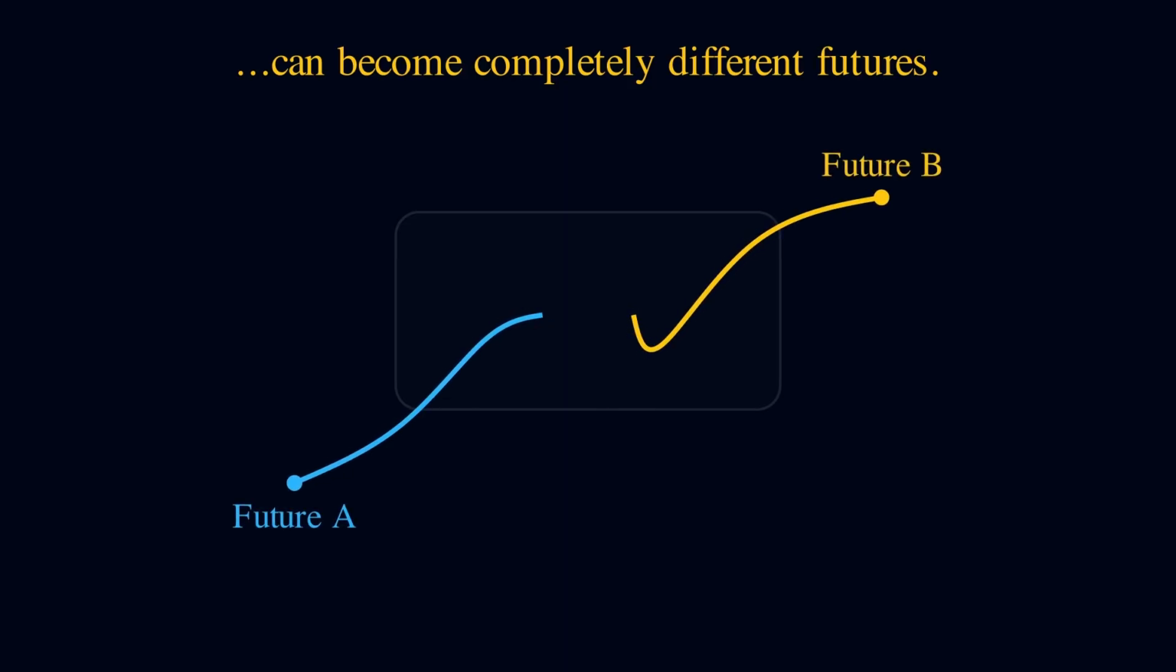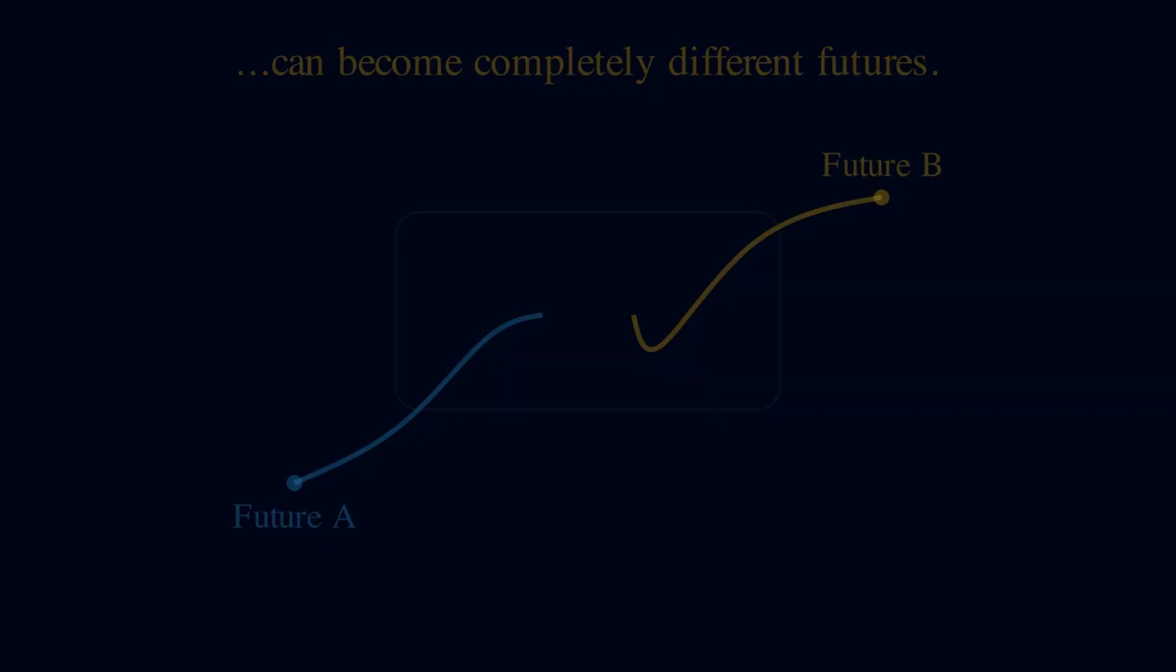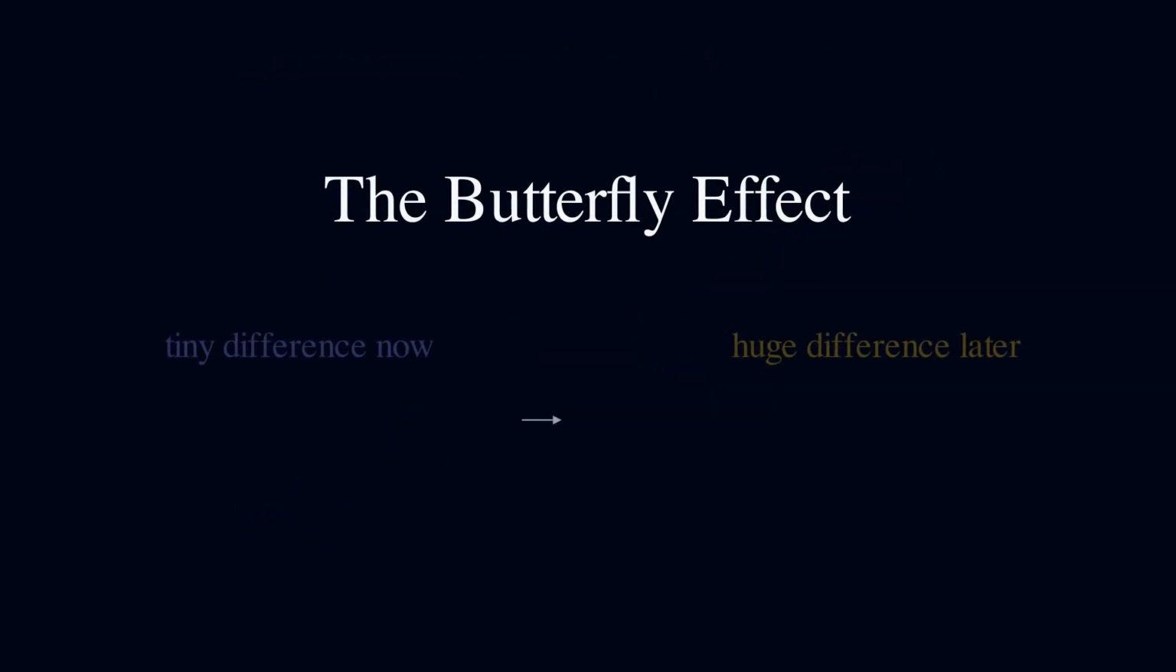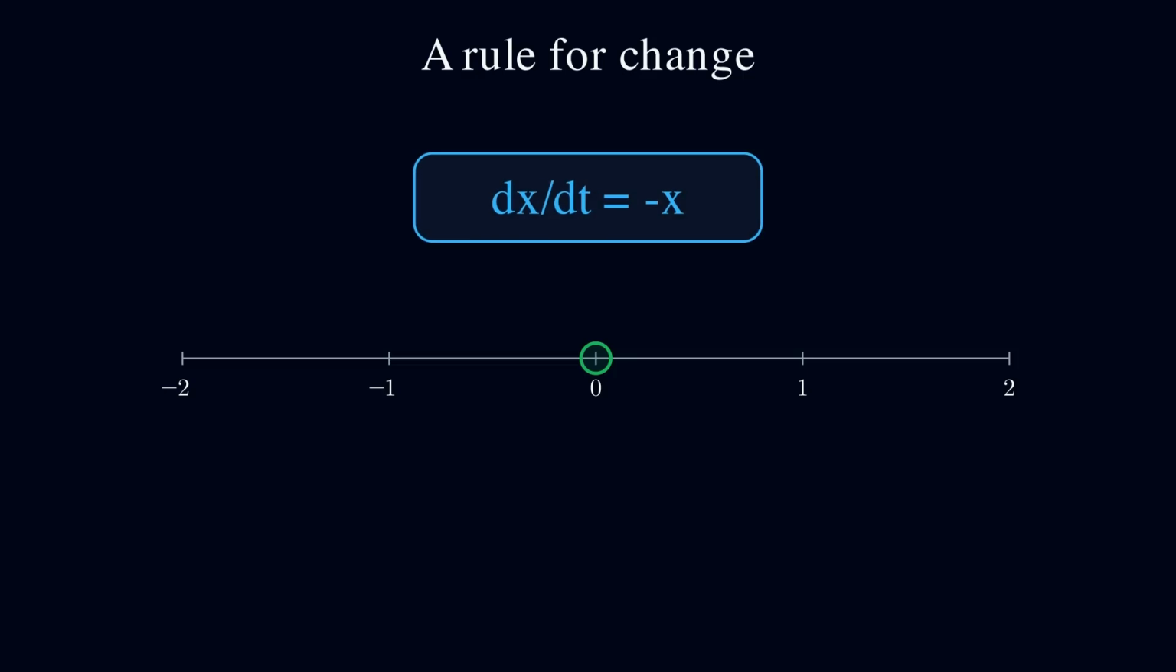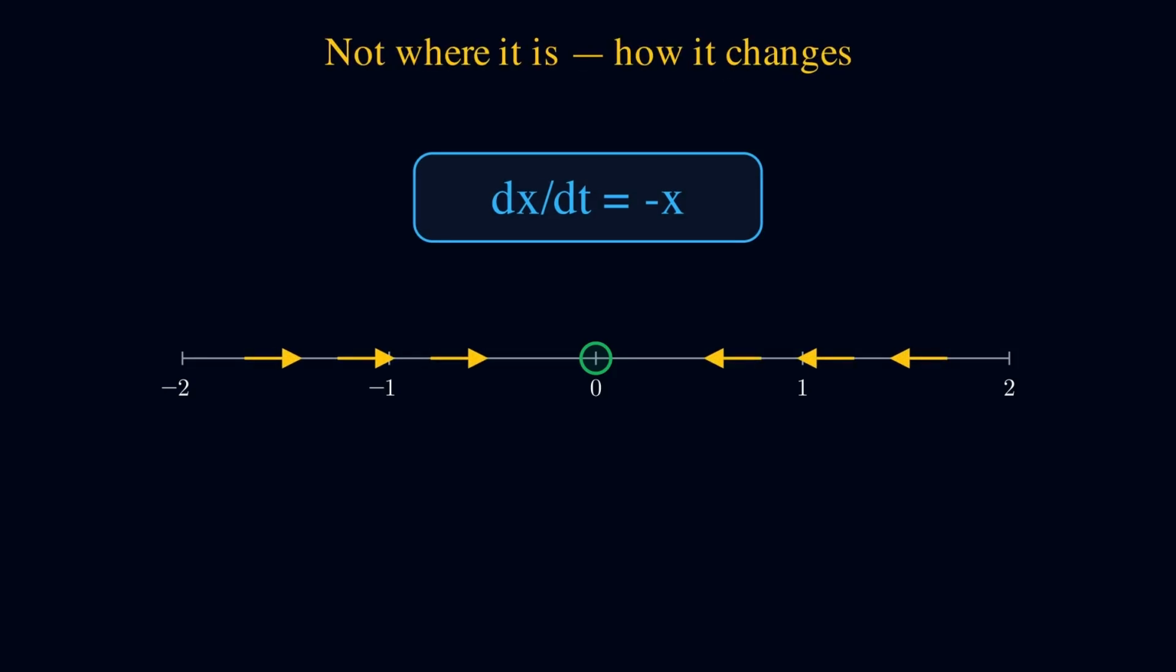as shown in the graph. That is known as the butterfly effect. A tiny difference at the beginning can grow over time until it becomes a massive difference later. To understand this, we need something called a differential equation. And I know that sounds intense, but the idea itself is actually simple.